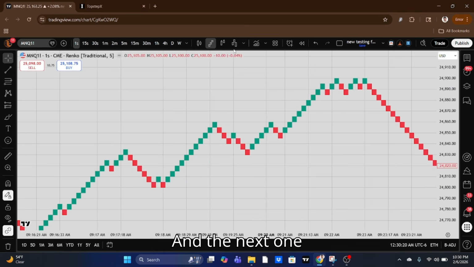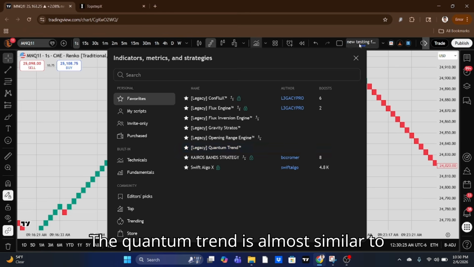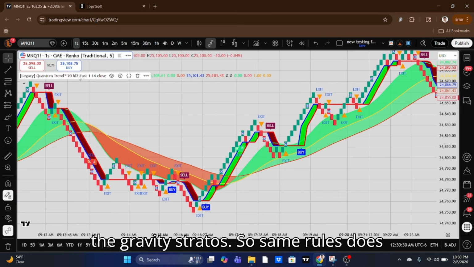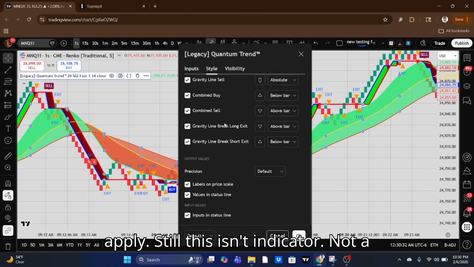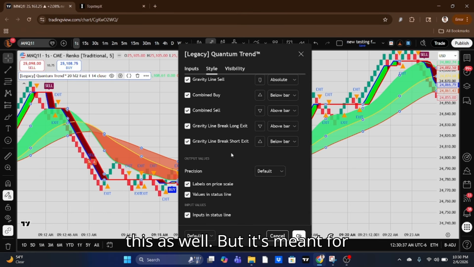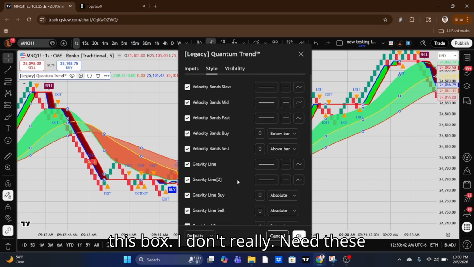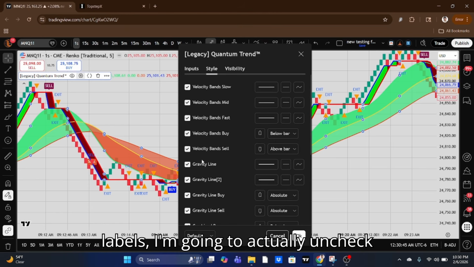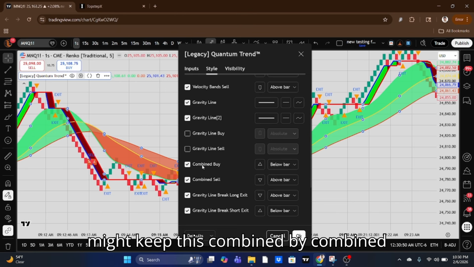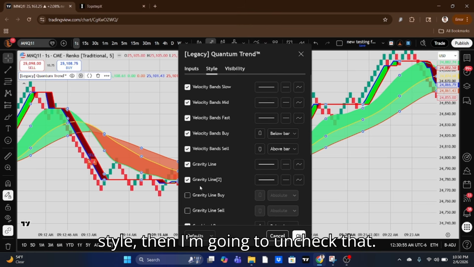Okay. And the next one is the Quantum Trend. The Quantum Trend is almost similar to the Gravity Stratos, so the same rules do apply. Still, this is an indicator, not a strategy, but you can easily automate this as well, but it's meant for manual trading. So same thing, I uncheck this box. I don't really need these labels, so I'm gonna uncheck them as well. I might keep this combined buy, combined sell. Then I'm gonna uncheck that.